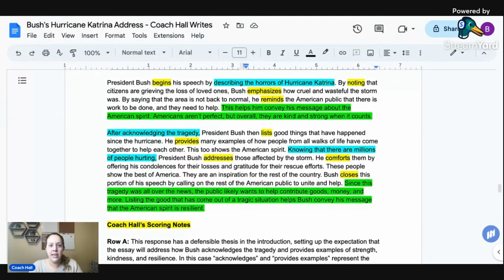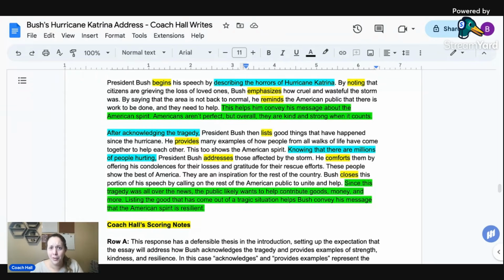Next, we have by noting that citizens are grieving the loss of loved ones, Bush emphasizes how cruel and wasteful the storm was. So we see some of the language from the passage there. We could have put quotation marks around cruel and wasteful if we wanted to. I like the use of the verb emphasizes. So we're starting to dig into more of what he does, but you'll notice that we don't really have much textual evidence here. And as it continues, we have very little commentary. So this paragraph has a good idea, but the execution is not strong enough, in my opinion.